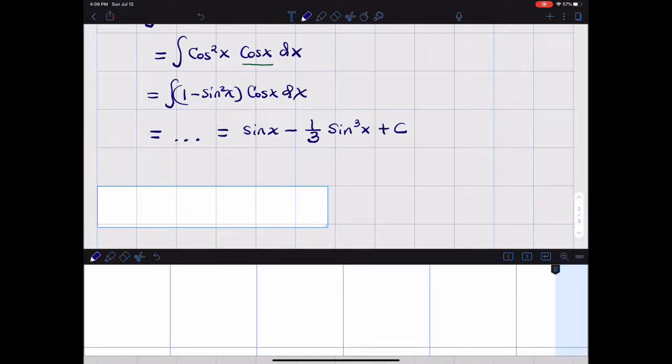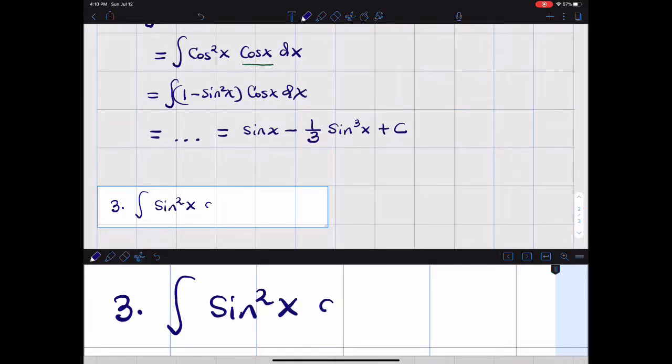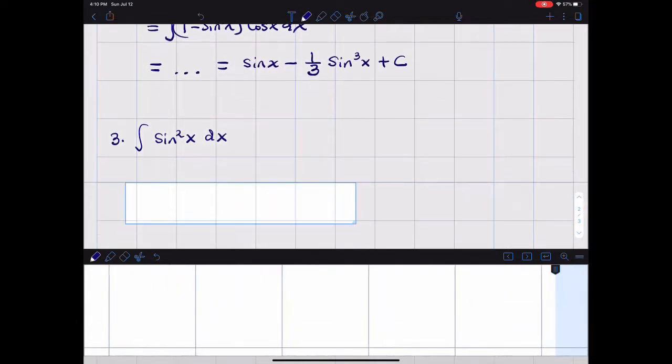How about we try the integral... let's do the integral of sine squared x dx. How about that? Okay, integral sine squared x dx.